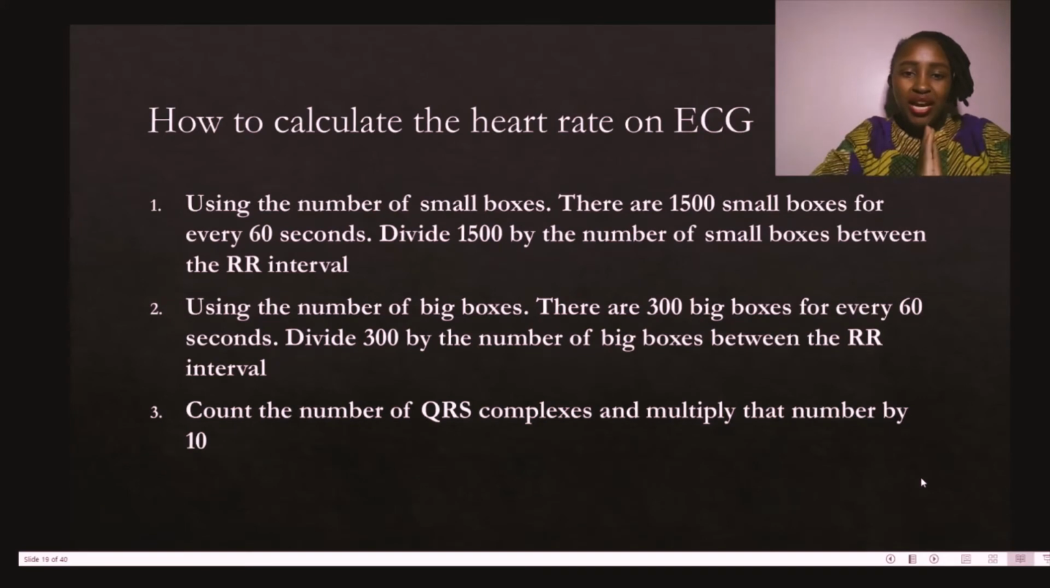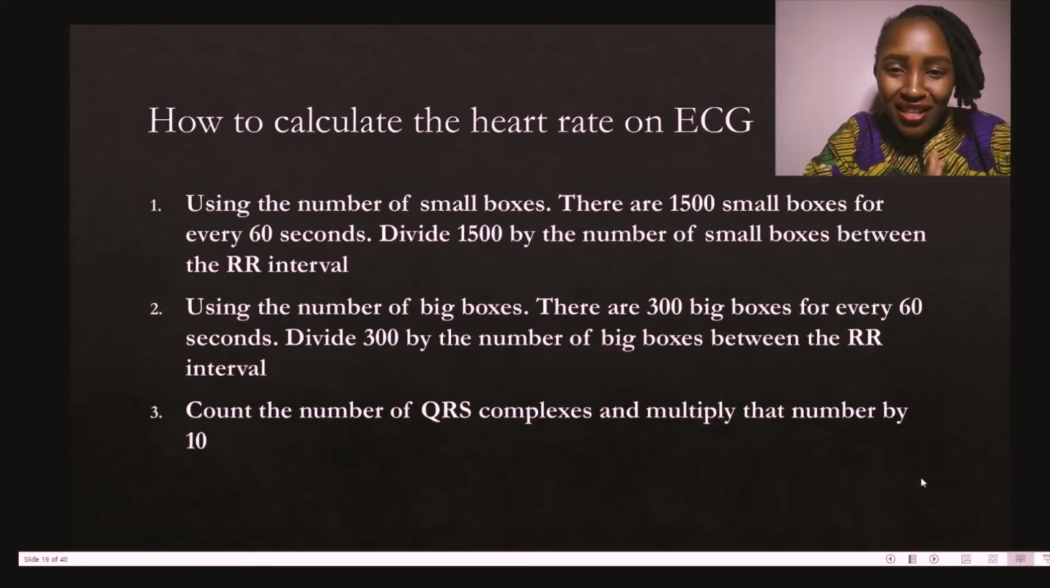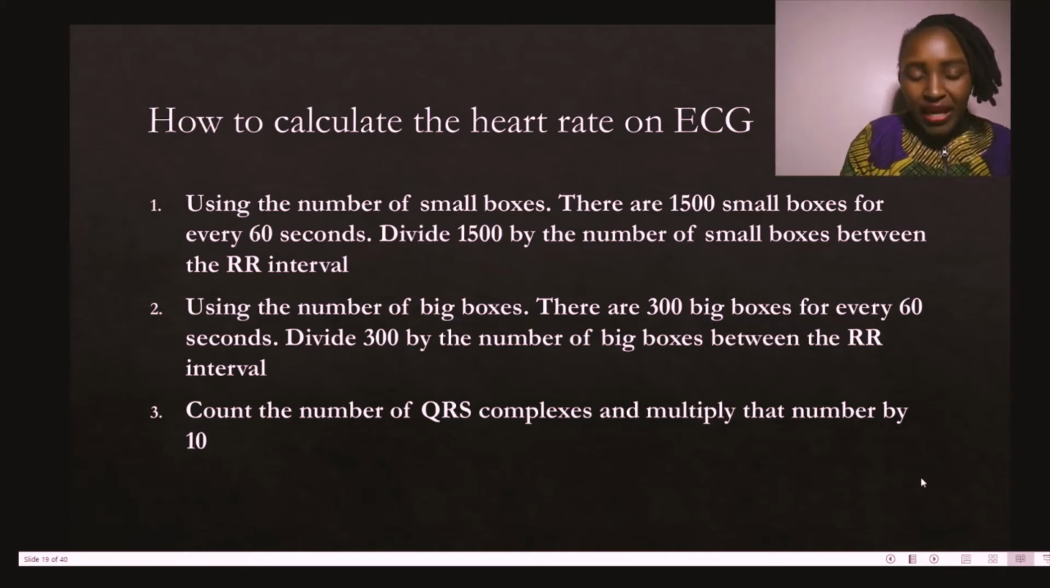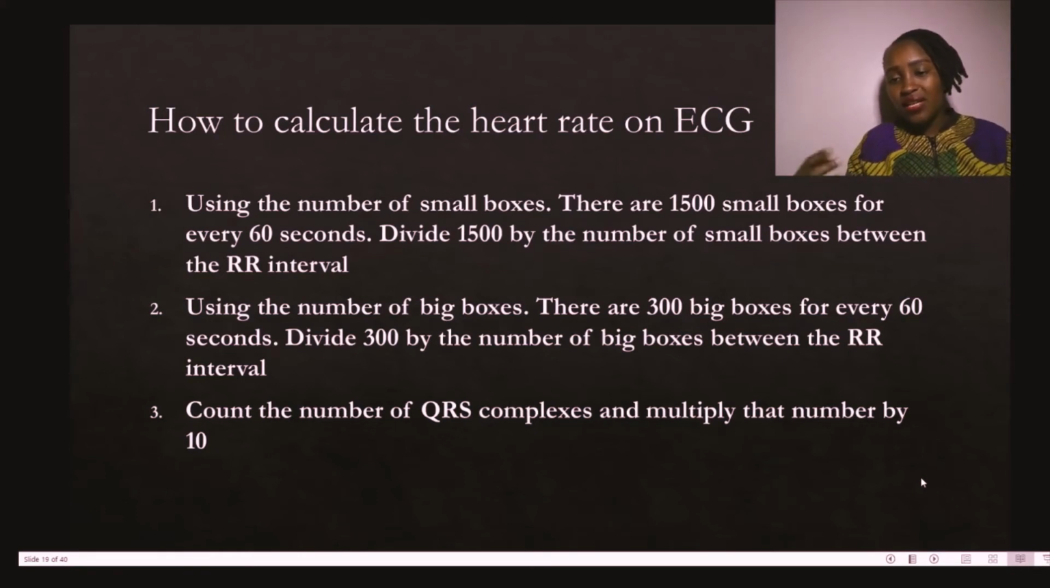In this slide, we have the different ways of calculating the heart rate on the ECG, and it is as I had explained, but again, it is very important to see it visually. The first method is about the small squares, where you divide 1500 by the number of small boxes between the RR interval. The second method is about the big boxes, and there are 300 big boxes for every 60 seconds, or every 1 minute. So you divide 300 by the number of big boxes between the RR interval. Then you can count the number of QRS complexes and multiply that number by 10.